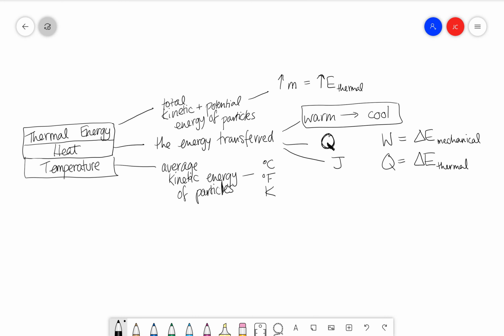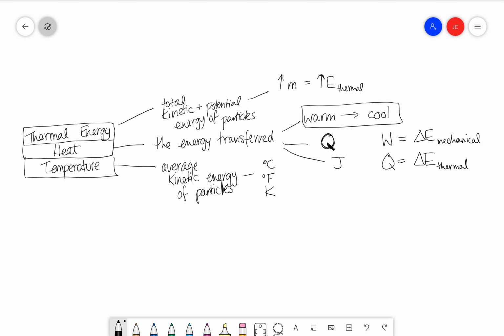So there's thermal energy, the total kinetic and potential energy of these particles, and there's heat, which is the energy transferred from a warm object to a cool object. And these are interrelated, and then alongside it we have temperature. The reason temperature is useful is that it's the way we quantifiably measure this other stuff. We are able to physically use a thermometer and get the temperature of a substance.